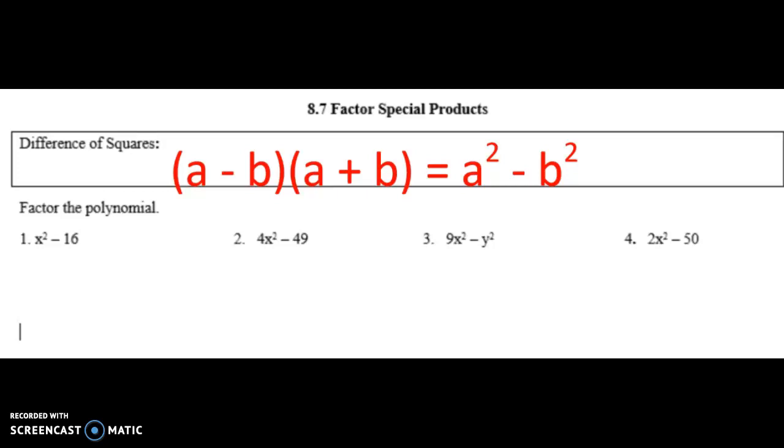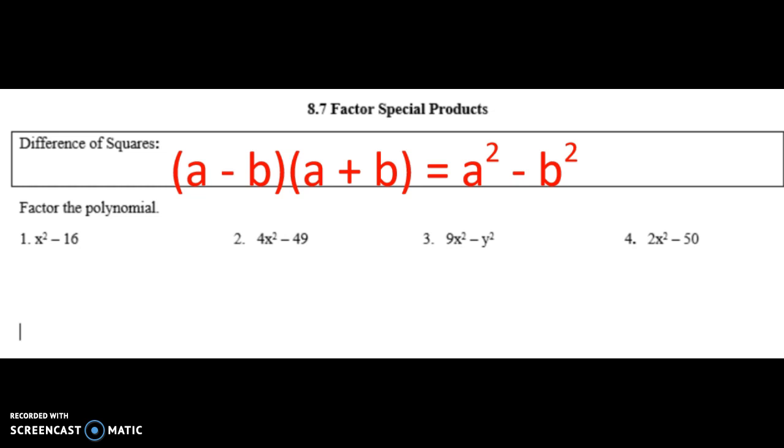Hello, algebra class. Today we're going to do a quick little lesson, 8.7, and we are going to factor special products. Now, we talked a long time ago about these certain ones that kind of cancel out, and you can look at them and try to figure out what you're finding. And that's what we have today.